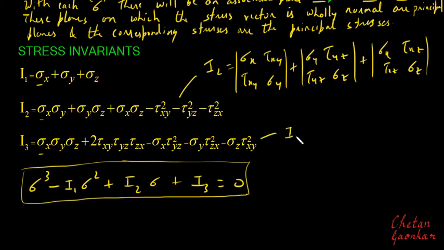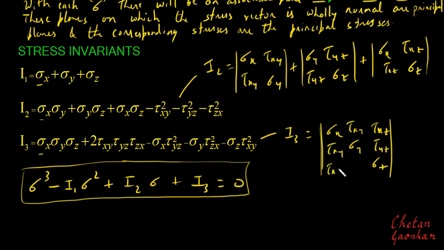And representing I3 is very simple. I can just write our rectangular stress components: sigma x, tau xy, tau xz; tau xy, sigma y, tau yz; tau xz, tau yz, sigma z. And if I just take the determinant of the rectangular stress components, I will get nothing but this expression again. All right. So basically, this is how we can remember these values of I1, I2, and I3.